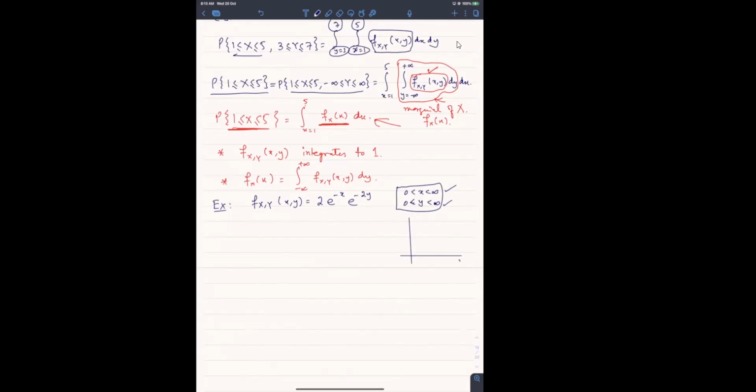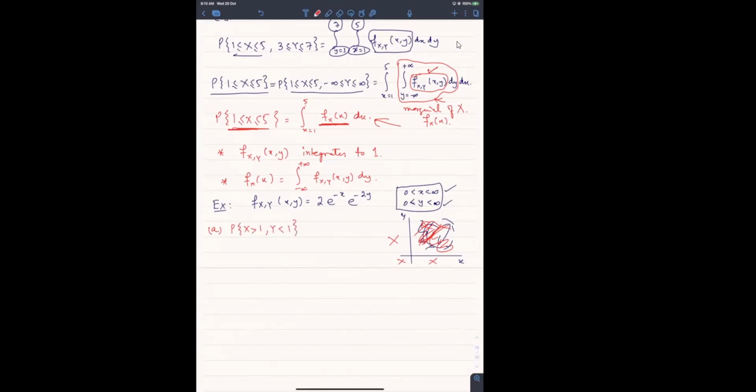This is x and this is y. So this is the region that we are talking about, where the joint PDF is non-zero. The region we are shading here. Everywhere else the joint PDF is 0. Only in the first quadrant will you have the joint PDF as non-zero. And let's say we are asked some probability questions. First of all, what is the probability that x is greater than 1 and y is less than 1?